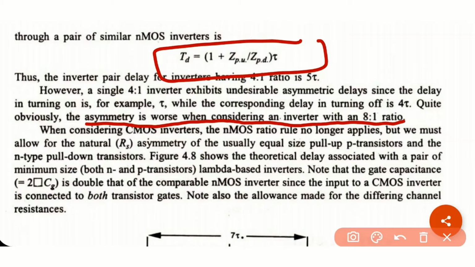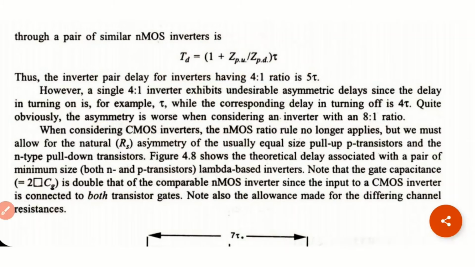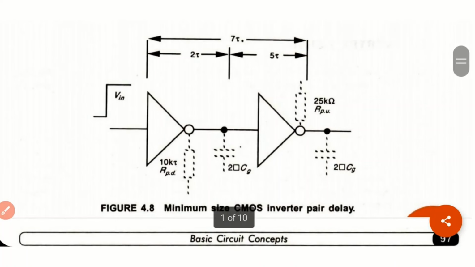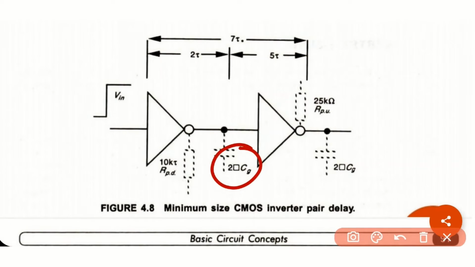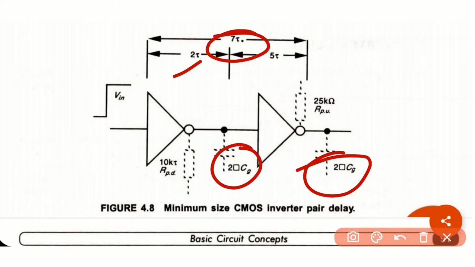Now if we consider a CMOS inverter, then this NMOS ratio rule will not apply to CMOS. It has its own natural asymmetry. Let me show you the diagram and just observe that in this case your gate capacitance will be twice that of your NMOS inverter. We are having 2 times Cg. This is a minimum size CMOS inverter pair delay. Total delay in case of CMOS is 7 tau: 2 tau plus 5 tau.